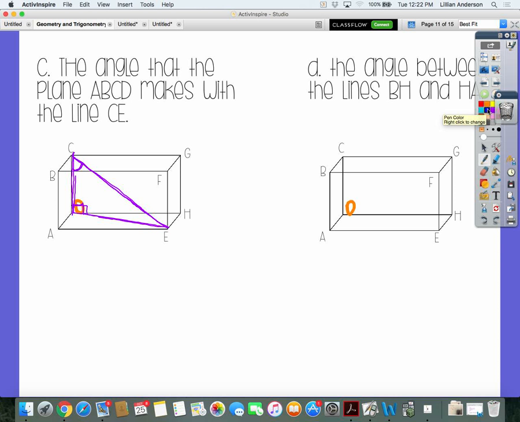The angle between lines BH and HA. This one should have been a little bit easier to see because you're just looking at the two lines, BH and HA. There's your angle. Your right triangle would be here.